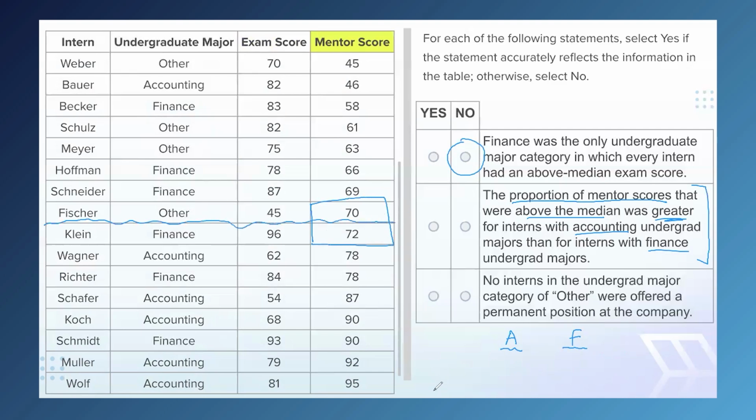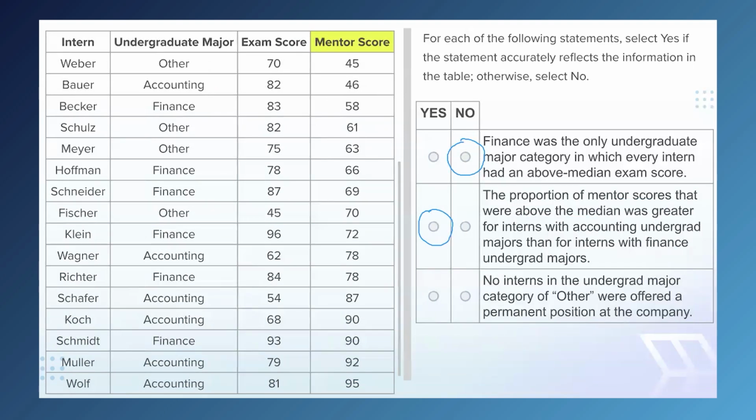With the table still sorted by mentor score, we can count how many interns in our relevant undergraduate majors have scores above the median. For accounting, we see that 1, 2, 3, 4, 5 out of 6 interns have above median mentor scores, while for finance, we see that 1, 2, 3 out of 4, 5, 6 interns have above median mentor scores. So the proportion of mentor scores that were above the median is in fact greater for accounting interns than for finance interns. This hasn't been too bad so far.